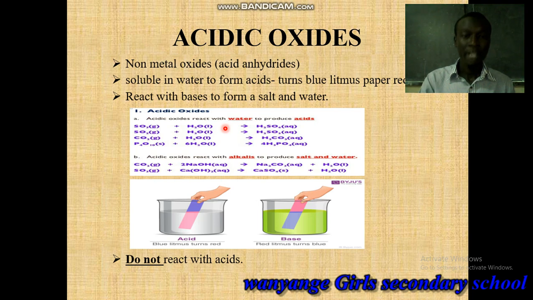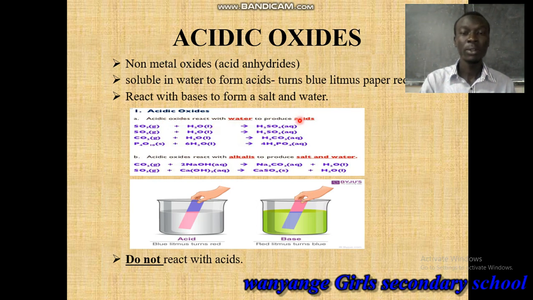So we are saying that acidic oxides react or dissolve in water to form acids. For example, sulfur trioxide reacts with water to form sulfuric acid. Sulfur dioxide, the difference is there, reacts with water to form sulfurous acid.